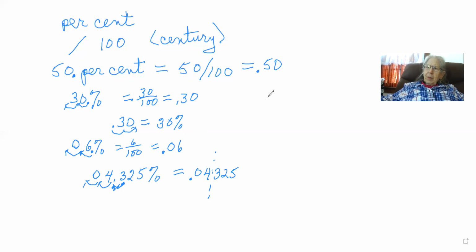Now, percents can be more than 100%. You can say, our profits this year are 150% of what they were last year. That means there's the 100%, that's the whole amount, plus an additional 50%. So it went up by half. We like that.